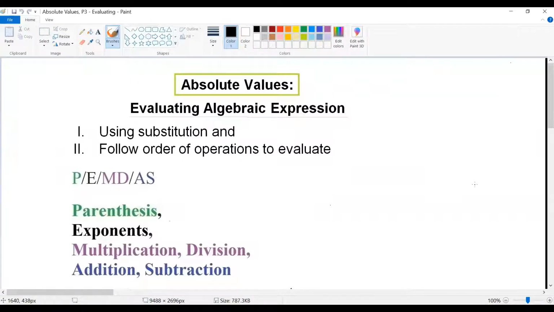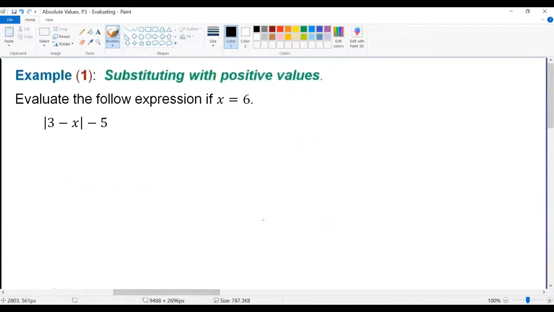Okay, here we go again. In this video, we're going to cover absolute values, evaluating algebraic expressions. We're going to be using substitutions and following order of operations. So let's check out our first example.